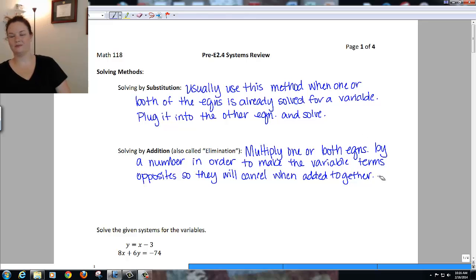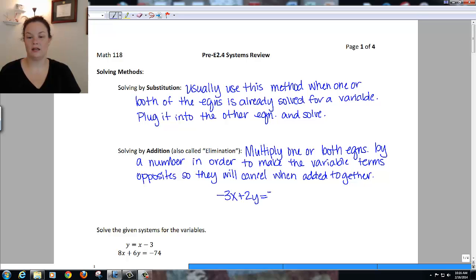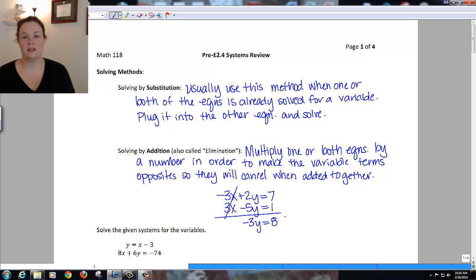So on this one, if we have something like negative 3x plus 2y equals 7, and positive 3x minus 5y equals 1, notice my negative 3x and my positive 3x are opposites. So if I add these equations straight down, those would cancel, and I'd be left with negative 3y equals 8, which I can then easily solve. That's the whole idea behind addition: we multiply one or both of the equations by a number to get one of the variable terms to be opposites, so that if we add straight down, we eliminate a variable altogether. So that's where we're headed.